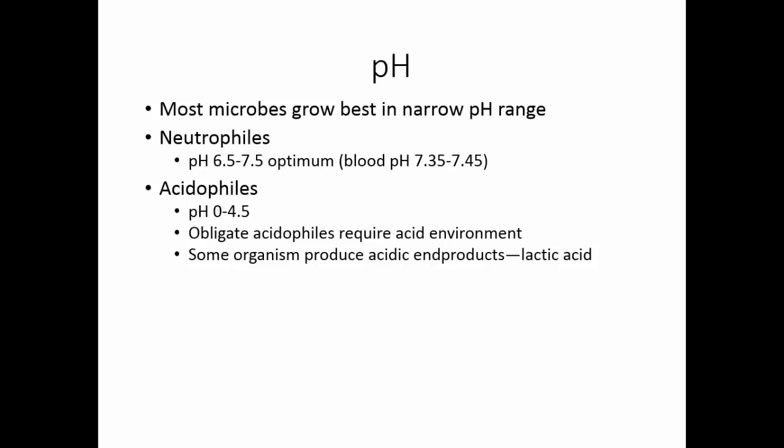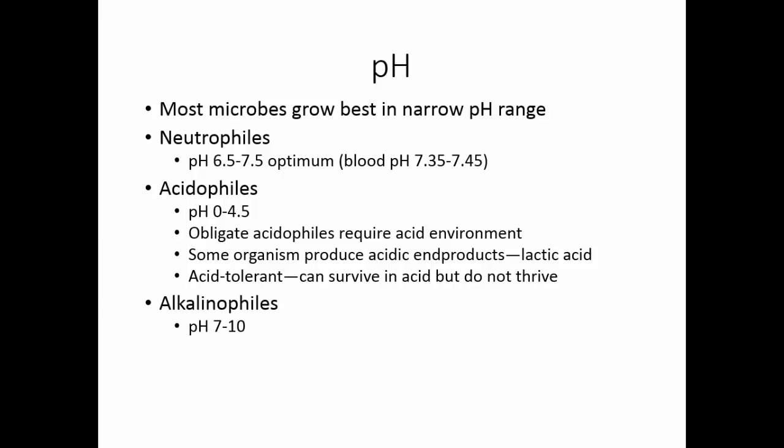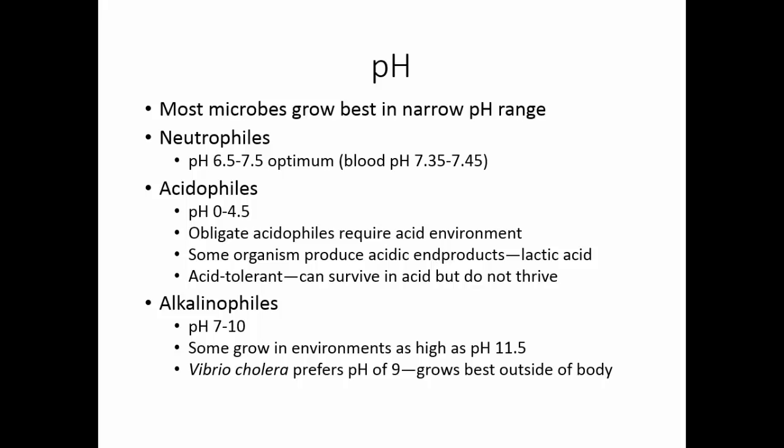Other organisms produce acid end products like lactic acid, so they need to be able to tolerate the acid conditions they actually produced. A few organisms are acid tolerant. They can survive an acid environment, but they do not thrive in it. Alkalinophiles have a pH range of 7 to 10. We do have a few organisms that will grow in environments as high as a pH of 11.5. Vibrio cholera, the organism that causes cholera, actually prefers to grow at a pH of 9. It really grows best outside of the body.